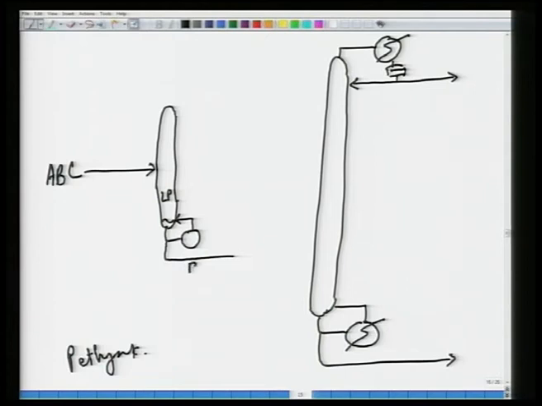BC with a little bit of A, let us just say. This bottoms is sent to the main column. Okay. There is no condenser here. What you do here is you take the hot vapor, this is high pressure column, the main column is at high pressure.